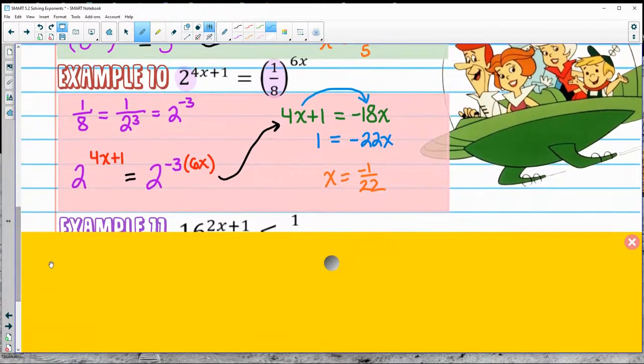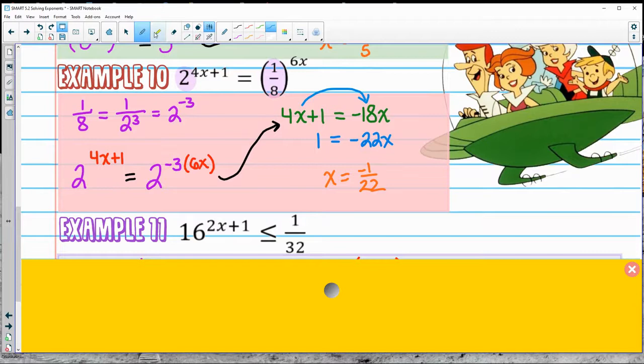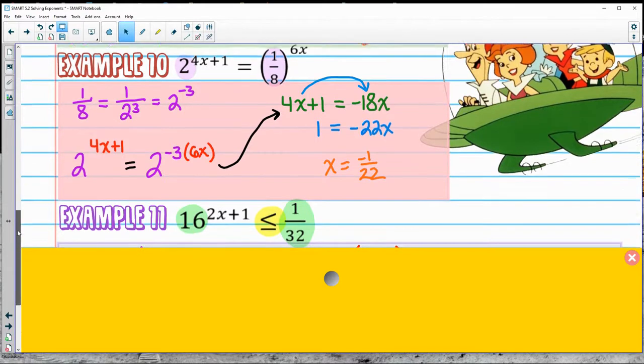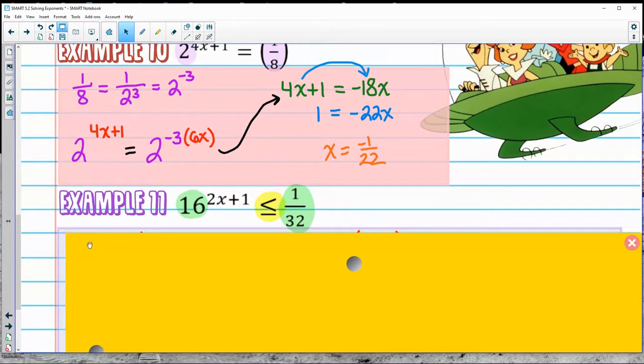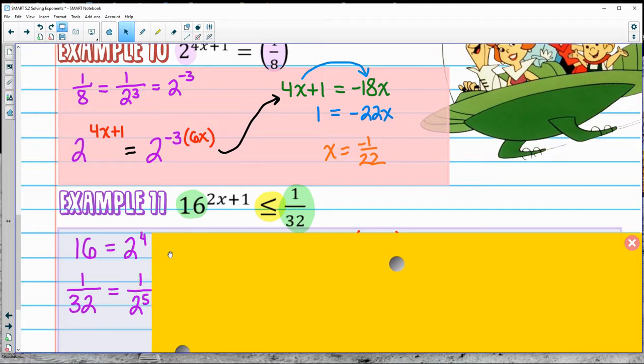All right, this last one looks like I changed it up a little bit. Not only did my bases not match, 1 over 16 and 1 over 32, I also was sneaky and threw in an inequality, but we are going to treat it just like an equal sign. First things first, try to make those bases match, okay? 1 over 16 and 1 over 32. Well, the good thing is 16 is the same thing as 2 to the 4th, and 32 is the same thing as 2 to the 5th.